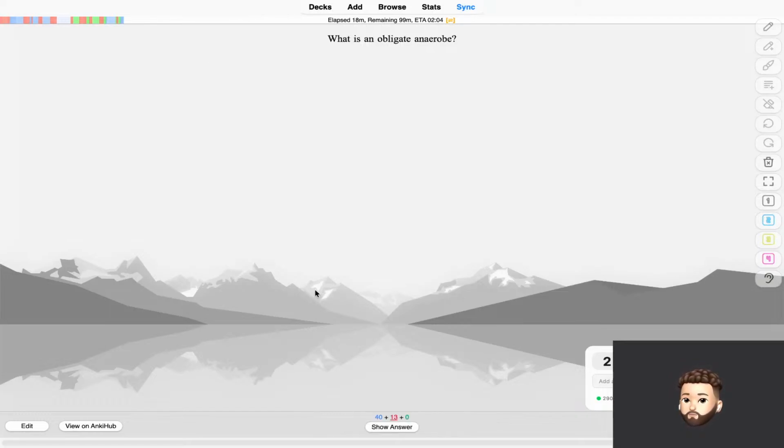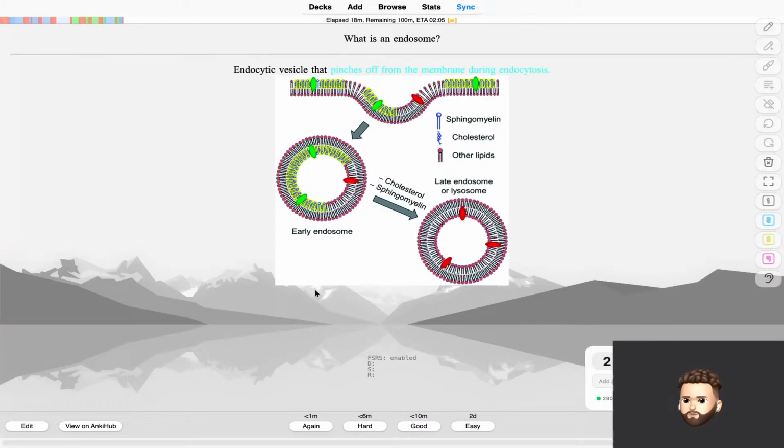What is an obligate anaerobe? It means that the bacterium dies in the presence of oxygen. What is an endosome? Endocytic vesicle that pinches off from the membrane during endocytosis.